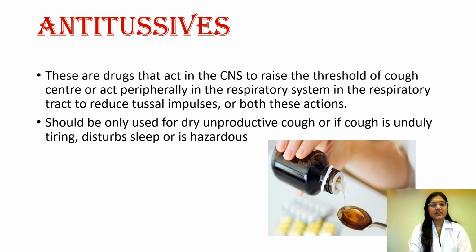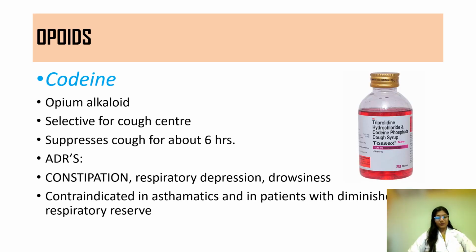Antitussives are the drugs that act in the central nervous system to raise the threshold of cough center, or act peripherally in the respiratory tract to reduce tussive impulses, or both these actions. They should be used only for dry, unproductive cough, or if cough is unduly tiring, disturbs sleep or is hazardous. These drugs aim to control rather than eliminate cough. So the next are opioids.